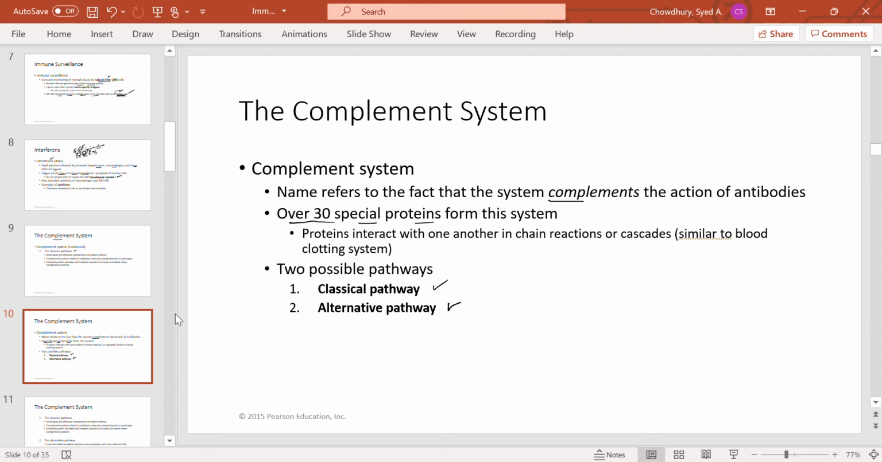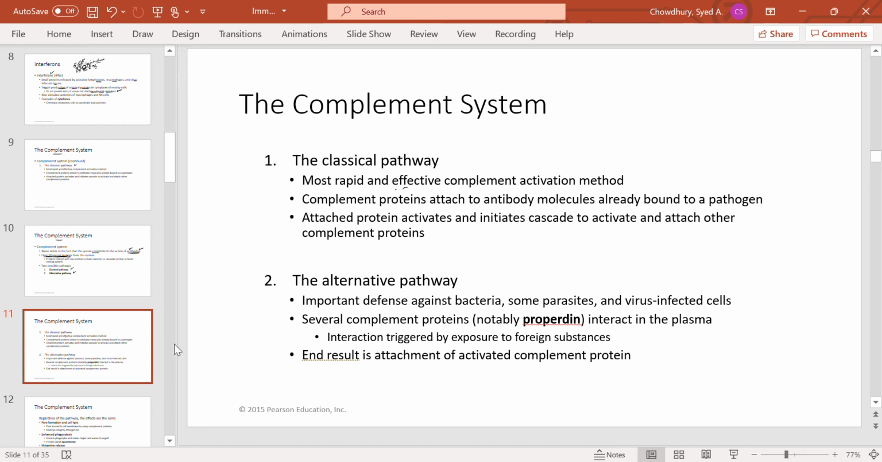Okay, and why they are called complements? Because they complement the function of the antibodies. You know that antibodies fight against the microorganisms or antigens, right? Antibodies fight against the antigens, and these antibodies are complemented by these proteins, okay, or helped by these proteins. So antibody functions are enhanced or increased by the complement proteins. And how the complements work or be activated by two pathways, okay, classical and alternative. Classical is more effective and rapid, okay, activation method.